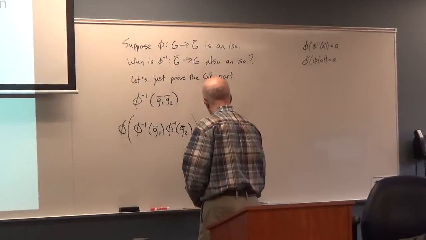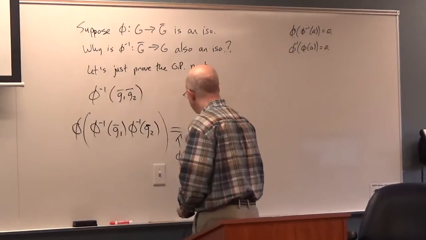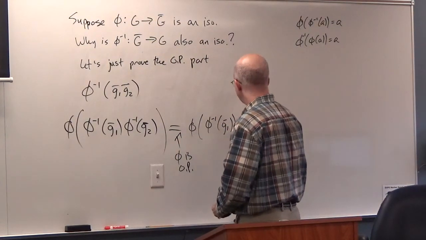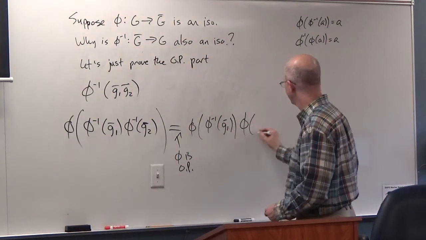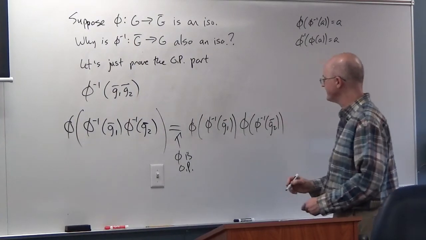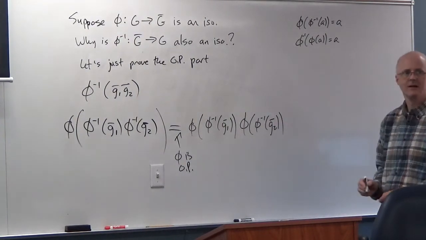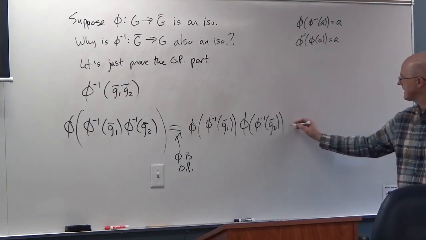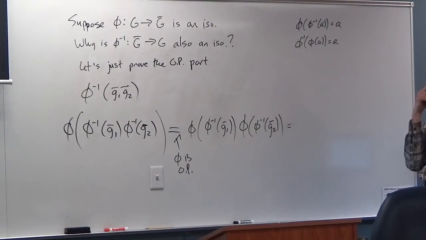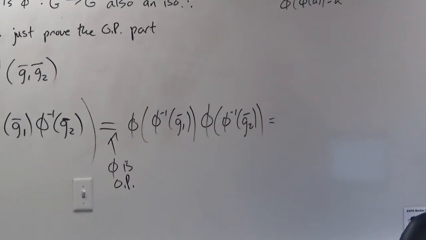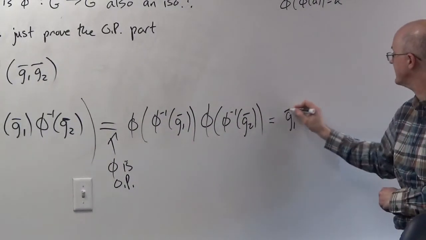Phi is operation preserving. Use that. And that means that I would get this product. Lots of parentheses, it's very easy to make a mistake. Right? Since phi is operation preserving. You stare at this for a while and you suddenly realize, hopefully, that this is the same as G1 bar times G2 bar.